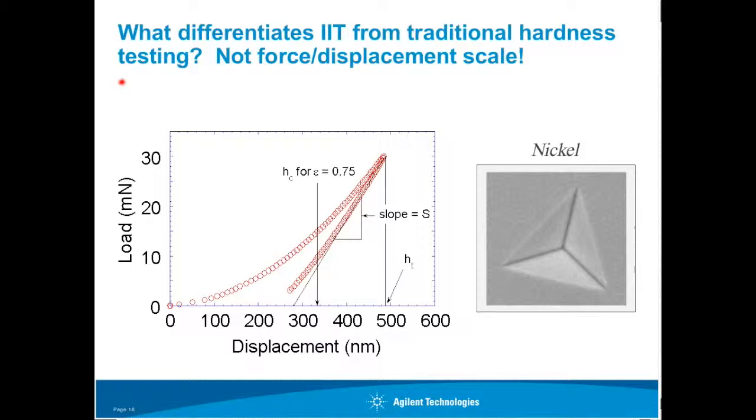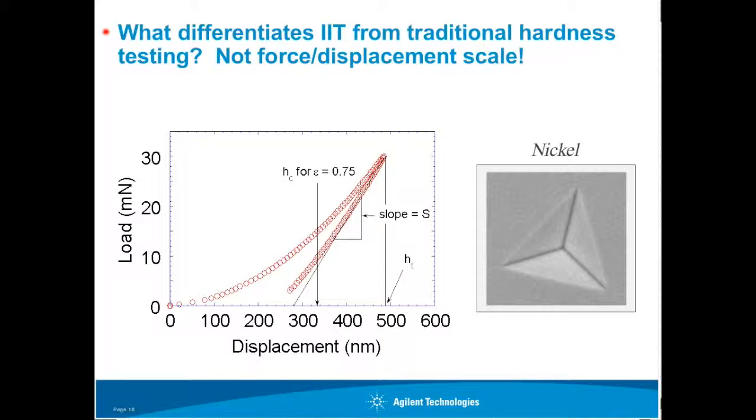So what differentiates instrumented indentation from traditional hardness testing? When I ask this of classes, someone always says, well, you do it at small scale. The Vickers hardness test leaves a big impression. You can go and look at it under a pretty low-powered microscope. So traditional indentation testing is big, and instrumented indentation testing is small. And that is not the right answer to this question.